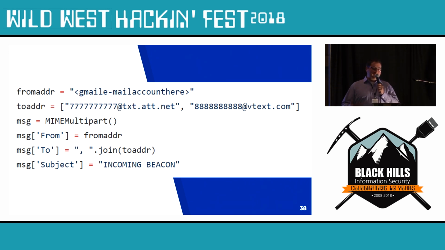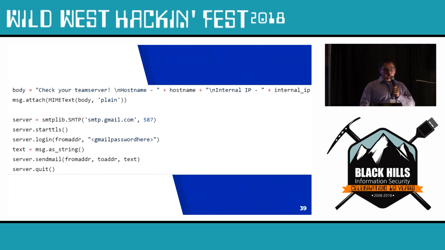AT&T and Verizon, if you email their phone number, will send that message to them as a text message. The rest of this is basically telling it, hey, I want to set the subject as incoming beacon. I've already defined who the email is going to come from. And then the message is this body parameter up at the top. We're saying, hey, check your team server, the host name of this system that checked in, and this internal IP address, and it will send that information to you. The rest of the script is essentially just authenticating into Gmail and sending that email out.